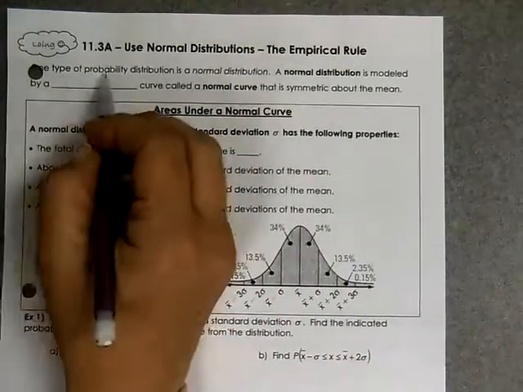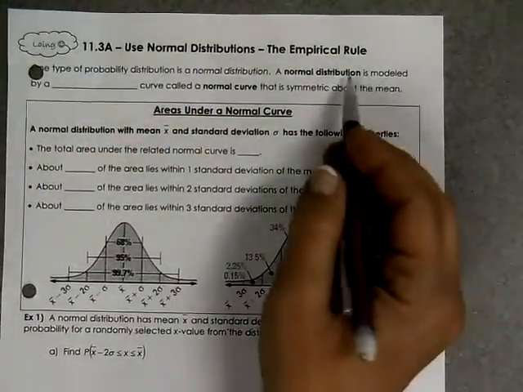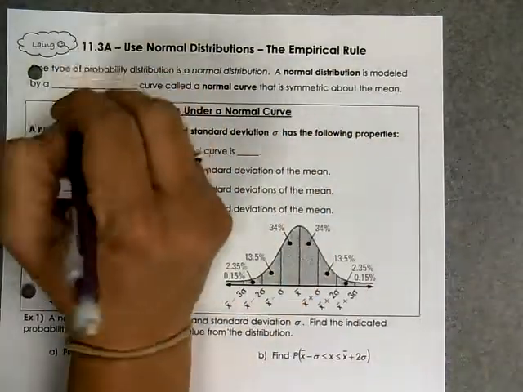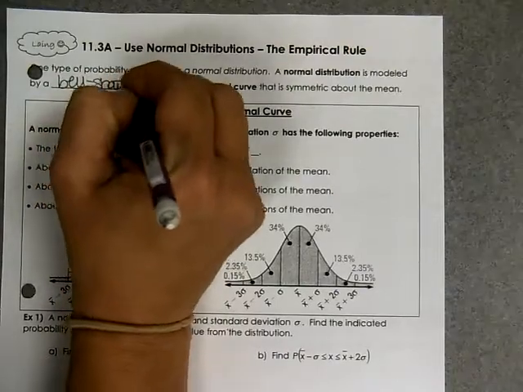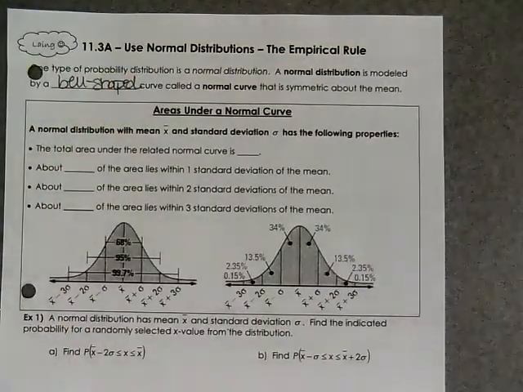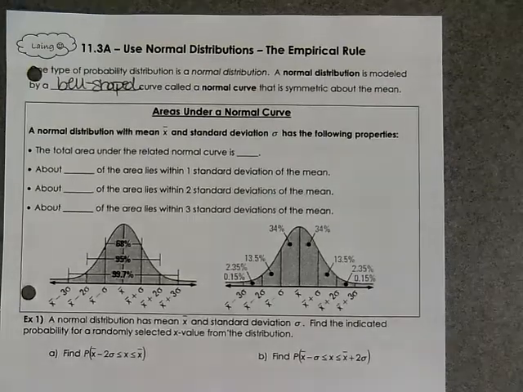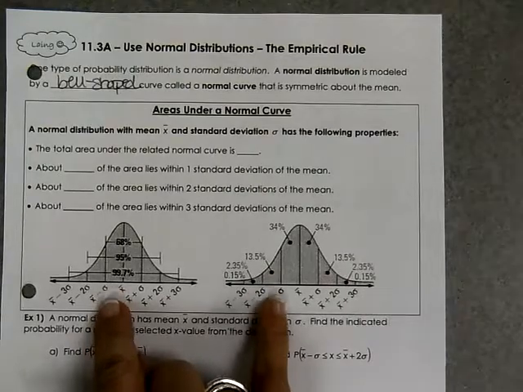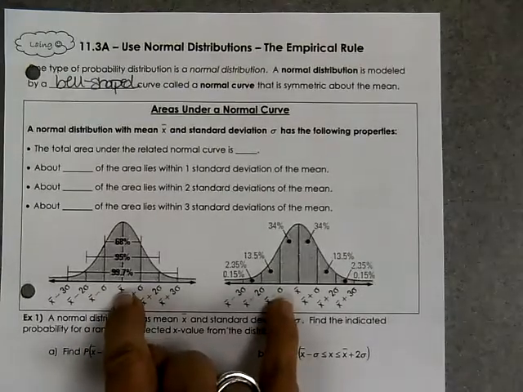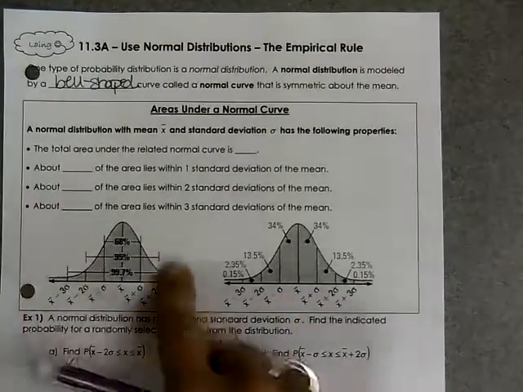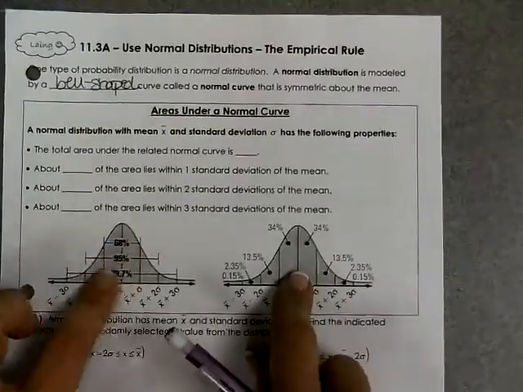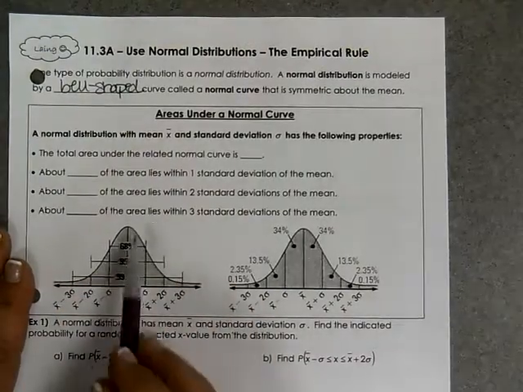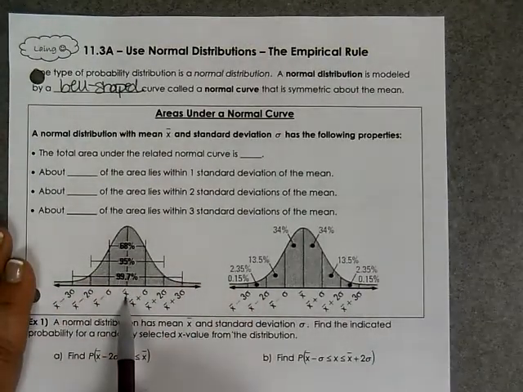All right, so one type of probability distribution is a normal distribution. A normal distribution is modeled by a bell-shaped curve. That's called a normal curve, and it's always symmetric about the mean. Notice the pictures down here are pictures of the normal distribution. Notice it's bell-shaped. It also only has one peak, and again, it is symmetric, and that middle is going to be your mean.